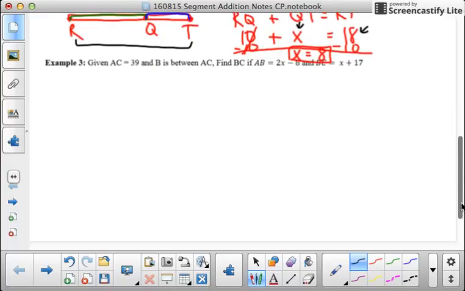Again, continue to work ahead. See if you can work on this all on your own, and pause the video and check your answer in a minute.